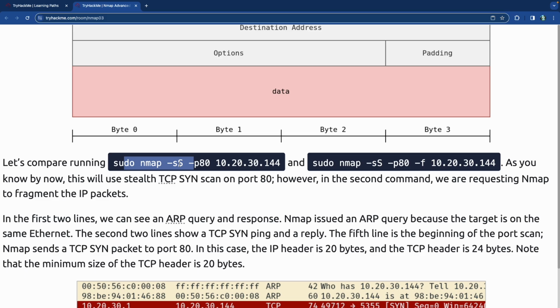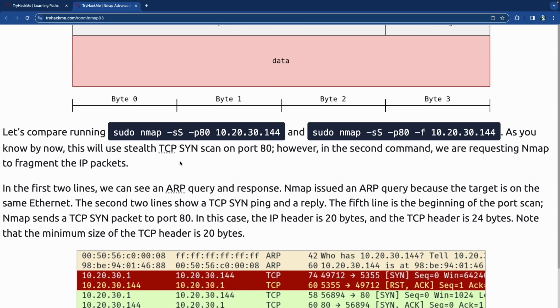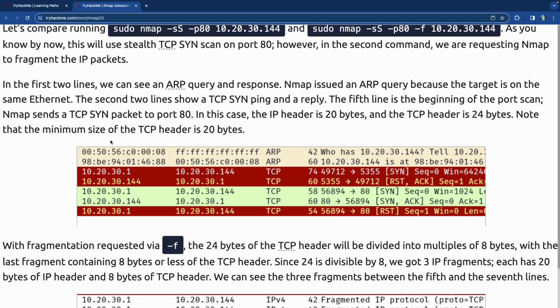So sudo nmap -sS, where SS stands for SYN, port 80 on this thing, versus sudo nmap -sS port 80 -f on that thing. As you know by now, this will use a stealth TCP scan on port 80. However, in the second command, we are requesting to fragment the packets. So in the first 2 lines, we can see an ARP query and response. Nmap issued the ARP query because the target is on the same Ethernet. The second 2 lines show a TCP SYN ping and a reply. The 5th line is the beginning of the port scan, and Nmap sends a SYN packet to port 80.